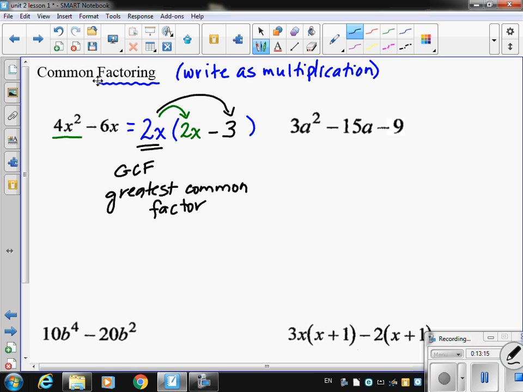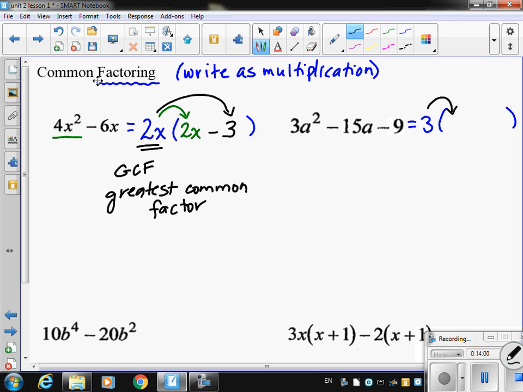For the second example, I have 3 terms, 3a squared minus 15a minus 9, a trinomial. And I'm going to look for a greatest common factor for all 3 terms. And I personally think separately, my letters and my numbers. So what number goes into 3, 15, and 9? Only 3. I have to consider whether I have a variable a in all 3 terms or not. I do not, so I can't have an a as part of my greatest common factor. So I have the greatest common factor.